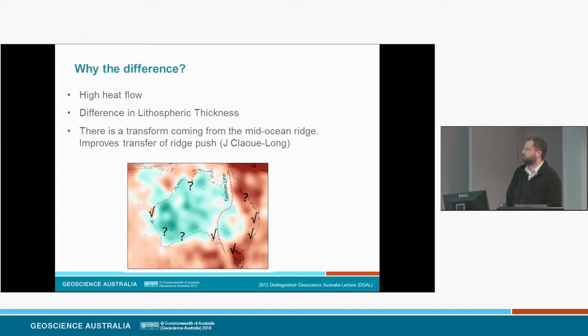So why do we get this difference? One theory that's often been promoted is high heat flow, but there are areas in Australia with high heat flow which don't produce lots of earthquakes. The theory we had in the Braun paper was that this is fundamentally due to differences in lithospheric thickness. So this is the thickness of cold rocks, if you like, which is thicker in the west than the east.